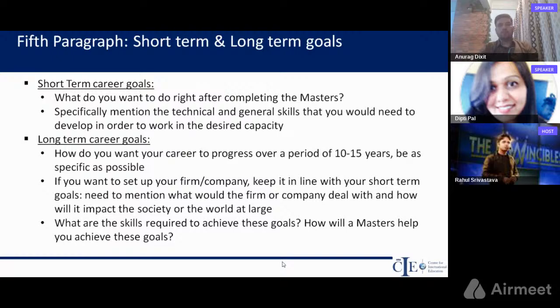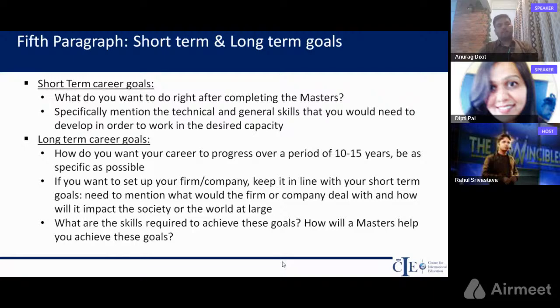You should try to specifically mention the technical and general skills that you would need to develop in order to work in the desired capacity, right? So you should talk about what skills you want to gain, and in the short term, what things you can learn while you are on the job in a particular career. And then maybe it can be a ladder to reaching your long-term career goal. But basically, you have to be specific. You have to talk about what kind of companies, what kind of roles, what kind of designation you are looking at.